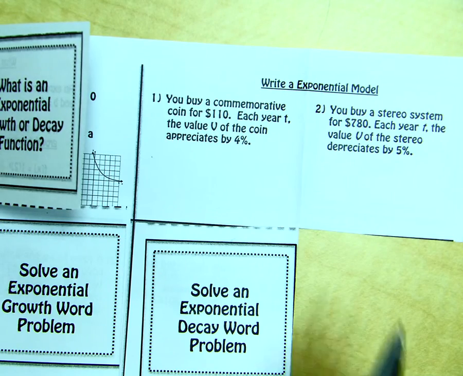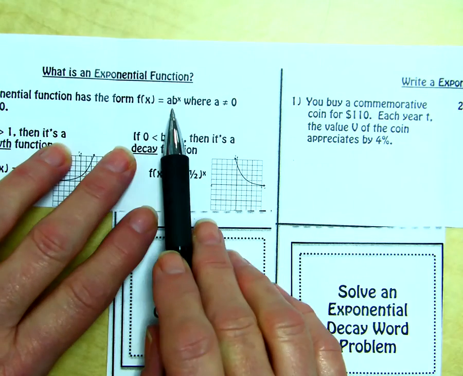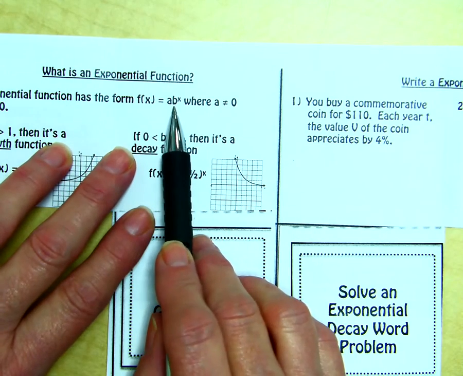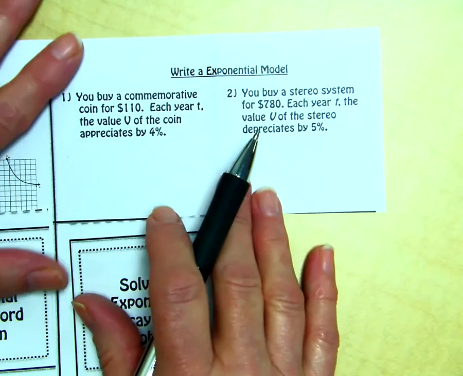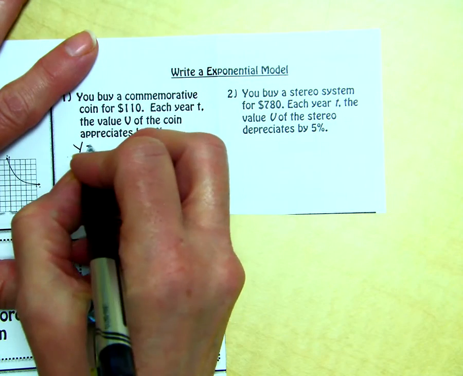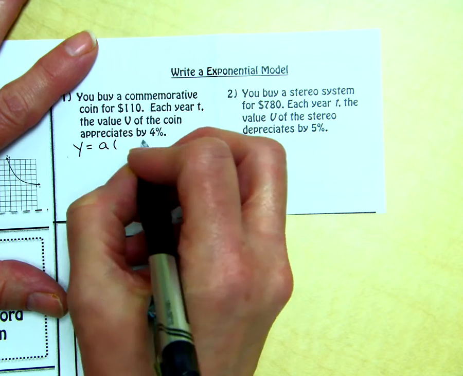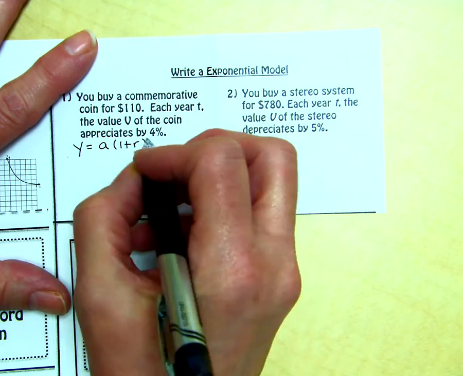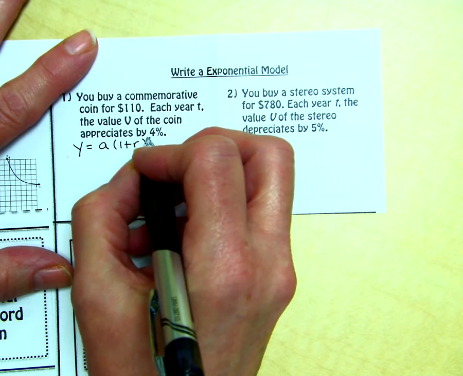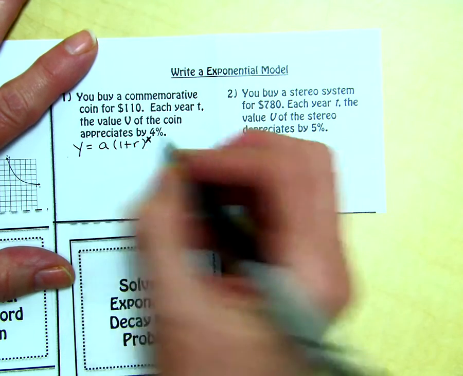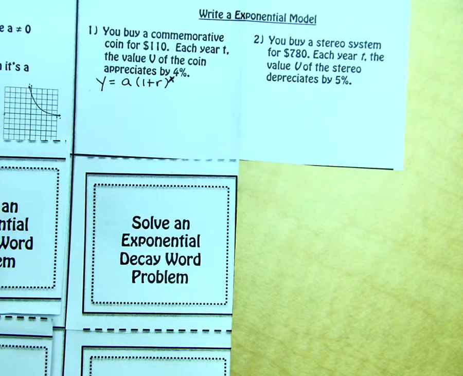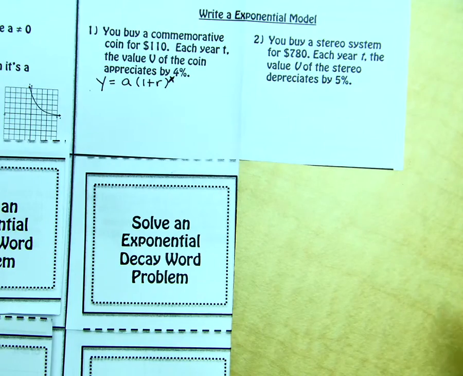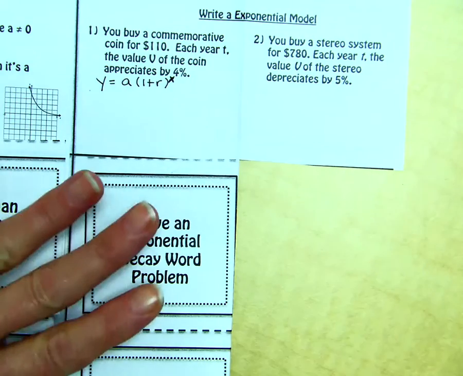And while we use f of x equals a times b to the x, for the purpose of these notes, we're going to change this b up just a little bit. So what we're going to use is y equals a, and instead of b, I'm going to write 1 plus r, where r stands for a rate, and all that's raised to some power. A is still going to be your initial amount. R is going to be your percentage written as a decimal, and x is going to be over time.